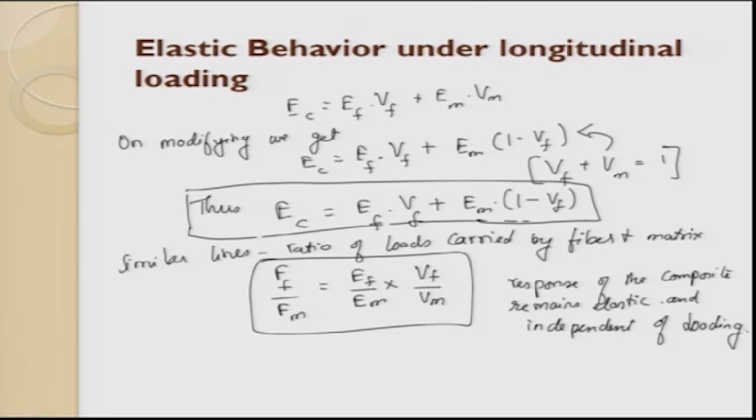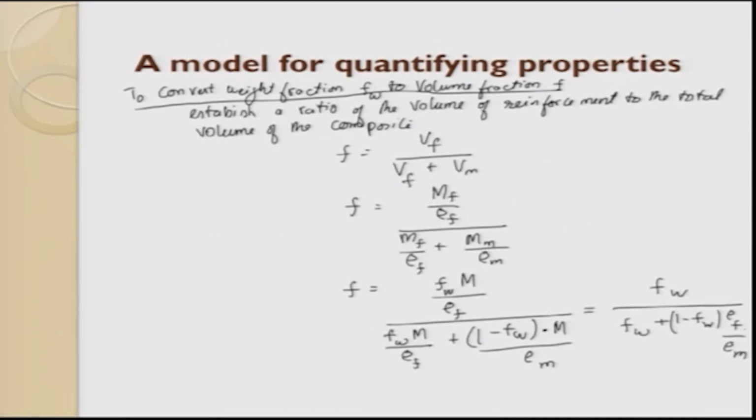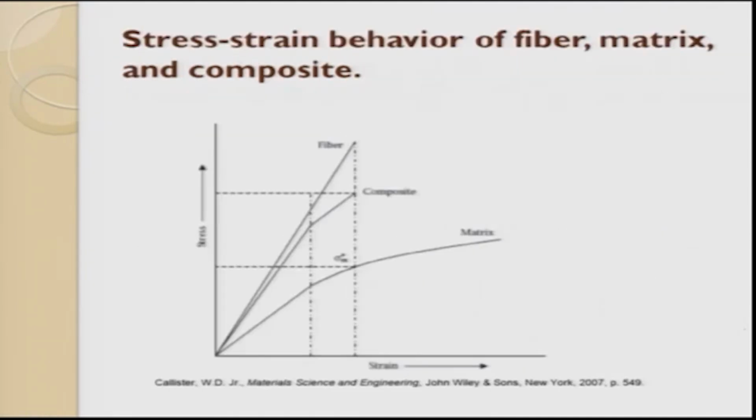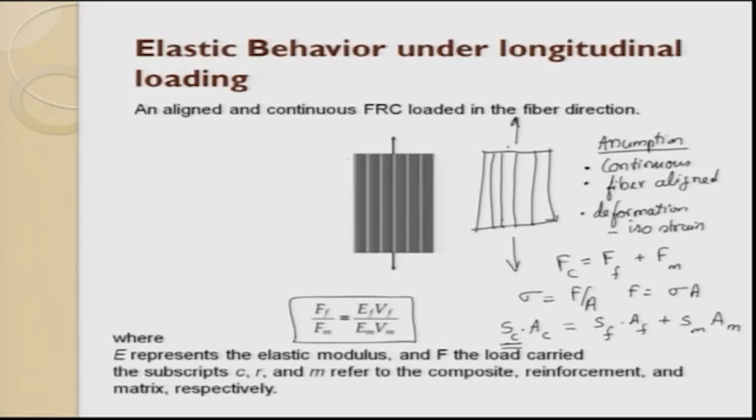So, till now we have done two derivations. One, how do you find a relationship between density, weight and volume fraction: how do you convert volume fraction into weight fraction, and weight fraction into volume fraction. Then we have seen the stress strain behavior of a fiber, matrix and composite. Now it is very clear that as you increase the volume fraction of the fiber, the strength of the composite also increases. So we have derived this.